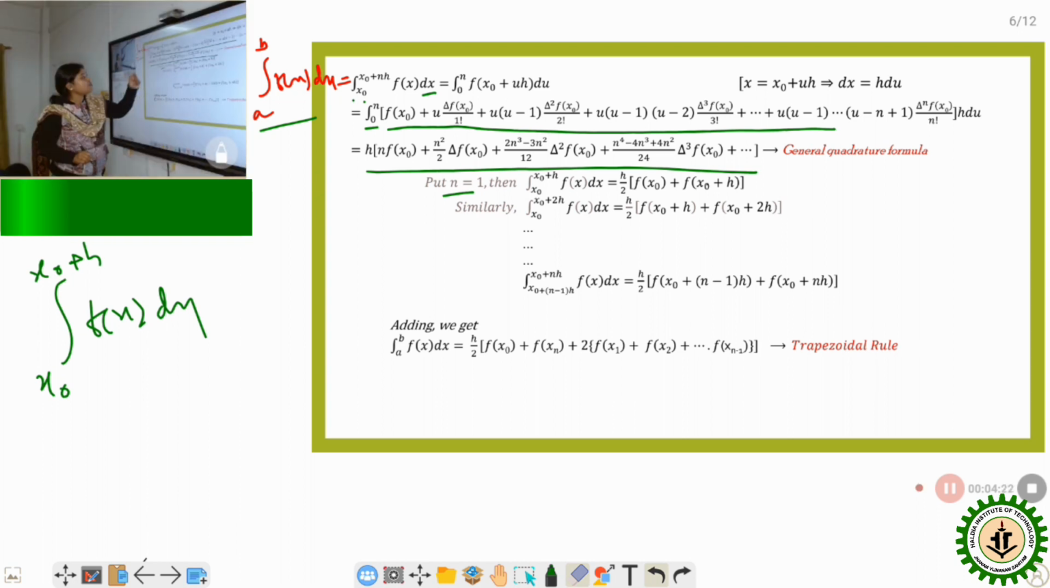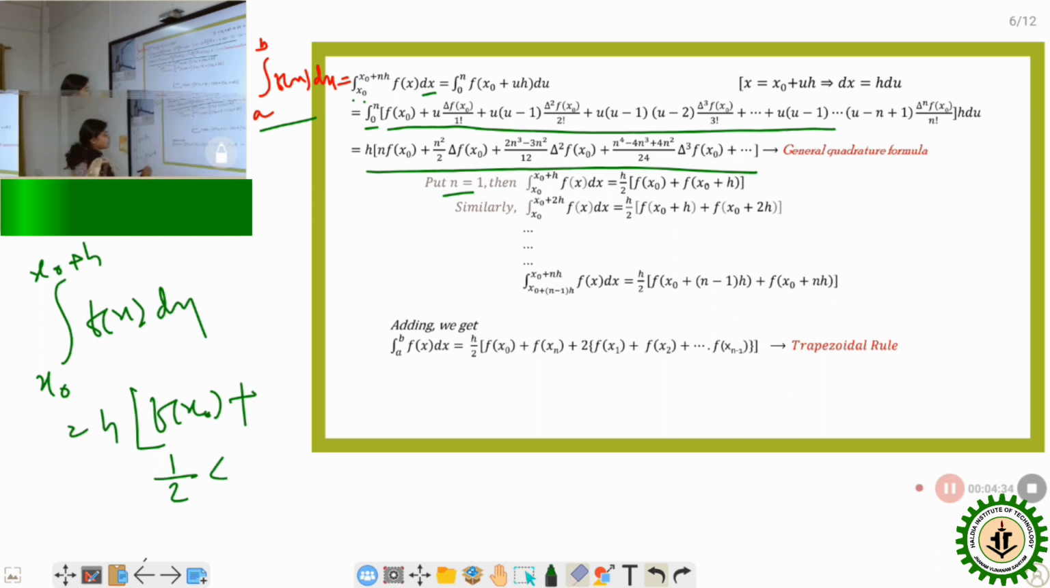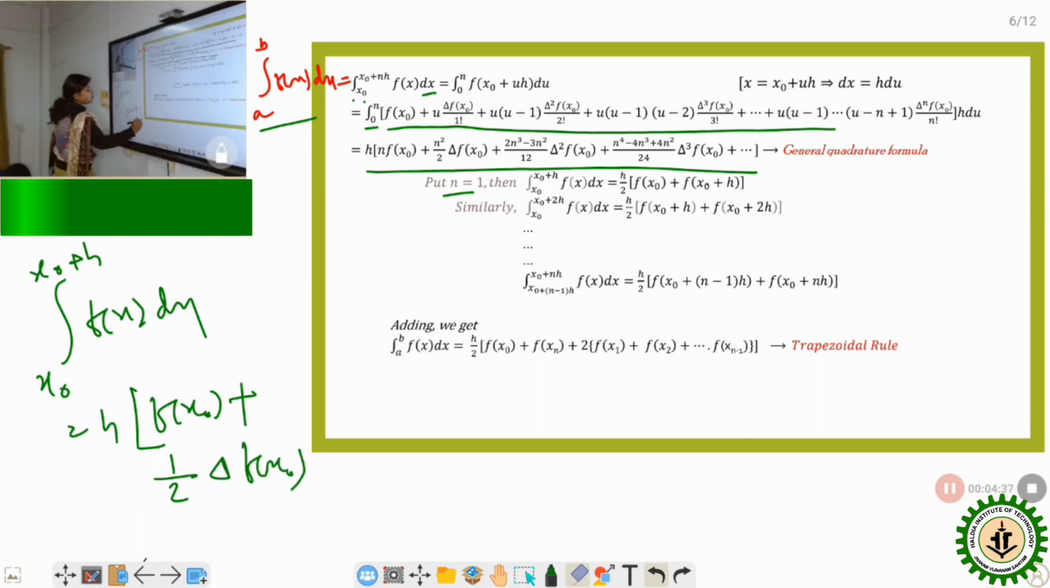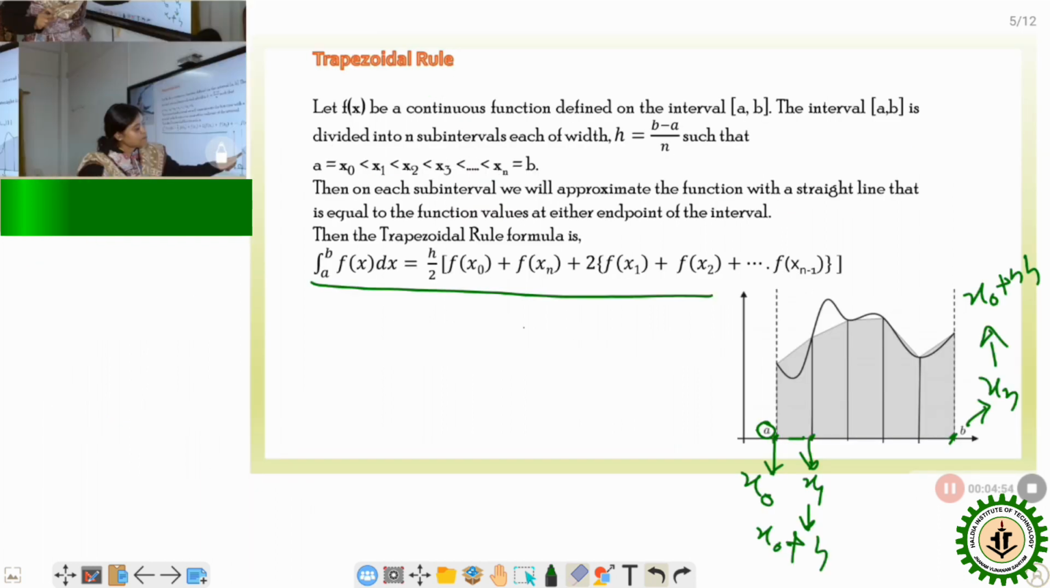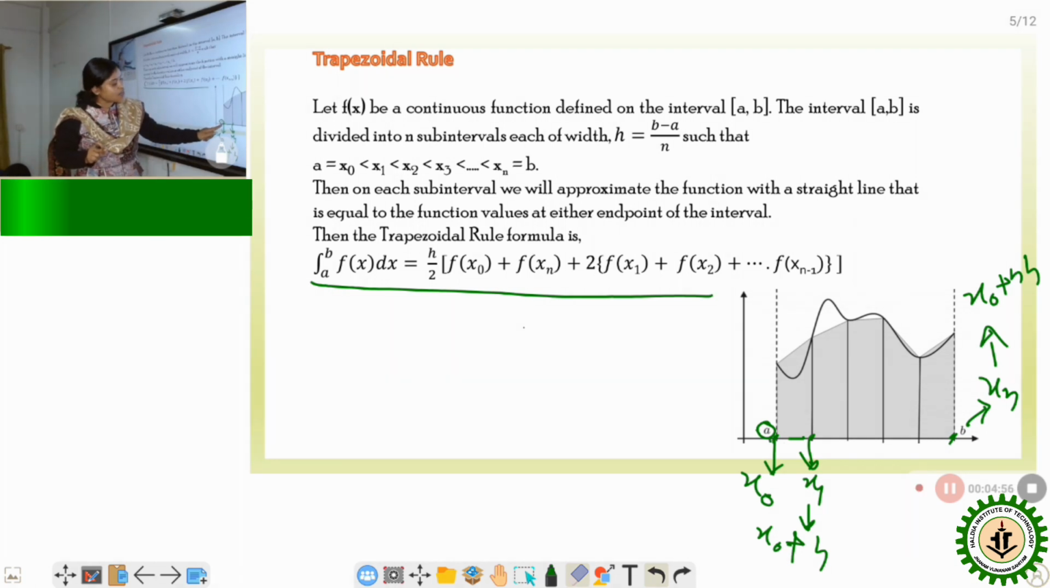And see the right hand side. What I will get? h into, n is 1, so f(x naught) plus n square by 2, that is half delta f(x naught), plus this much portion will not exist. Why will it not exist? Because I am taking n equal to 1. N equal to 1 means I am taking one subinterval. So one subinterval means, go to the previous slide. Suppose I am taking this first subinterval. So here, what are the values of x?